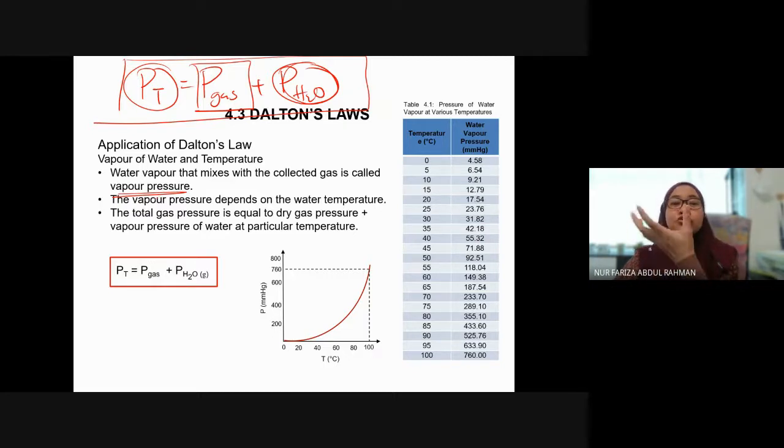Okay, so gas will produce pressure. So that is why dia cakap the water vapor dia akan produce vapor pressure. So the vapor pressure depends on the water temperature. So water can vaporize. Dia tak semestinya water tu vaporize dekat boiling point saja, masa pemanasan saja. No, tak semestinya. At normal temperature macam ni pun ada vaporization that take place. It's just that dia mungkin tak sebanyak kalau when the temperature is high.